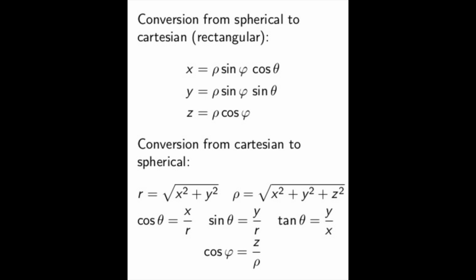Remember that r equals the square root of x squared plus y squared. And rho equals the square root of x squared plus y squared plus z squared. So we can conclude that cosine theta equals x over r, sine theta equals y over r, tangent theta equals y over x, and cosine phi equals z over rho.